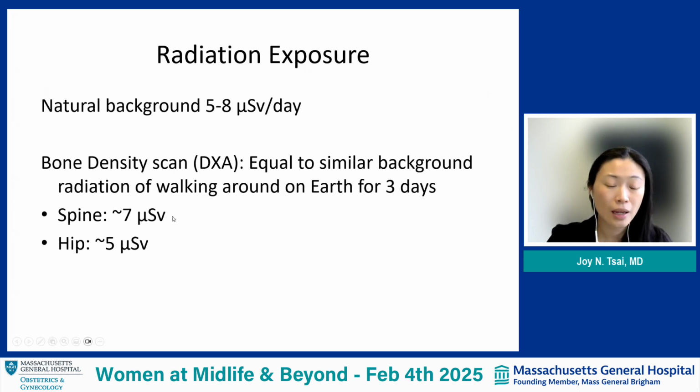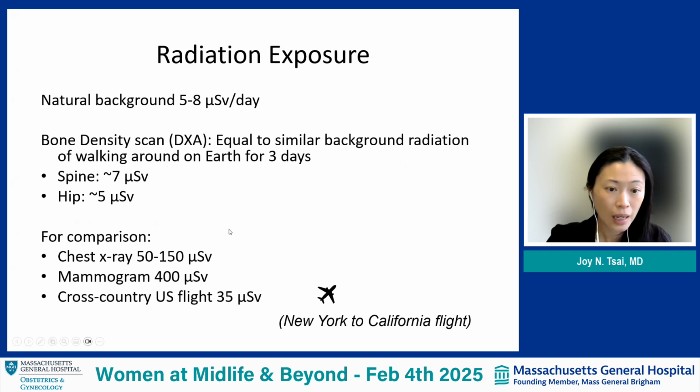A spine scan will have about 7 microsieverts, and a hip scan will be about 5 microsieverts. To compare it to other commonly ordered X-ray exams, a chest X-ray is about 50 to 100 microsieverts, depending on the images that are obtained. A mammogram on average is about 400 microsieverts. And then just added in here for fun, a non-medical fact: a cross-country flight actually has some increased radiation exposure because you're flying closer to the sun. A cross-country US flight is about 35 microsieverts.